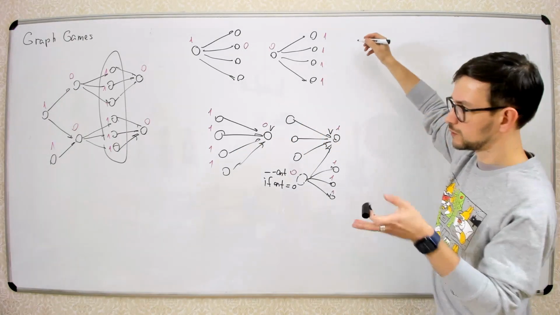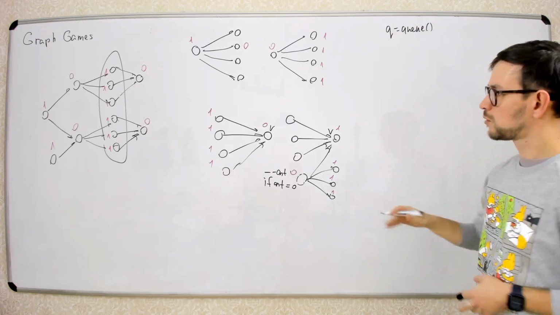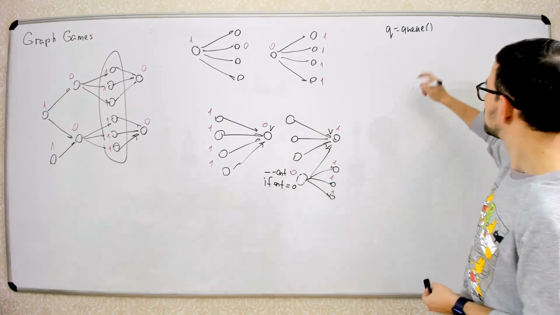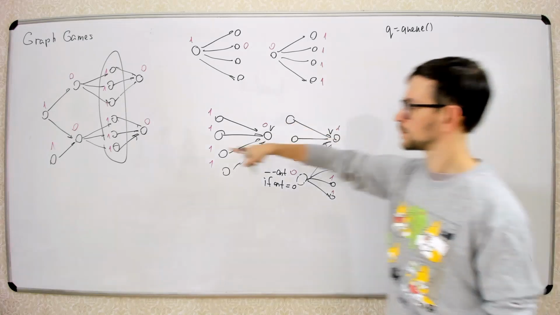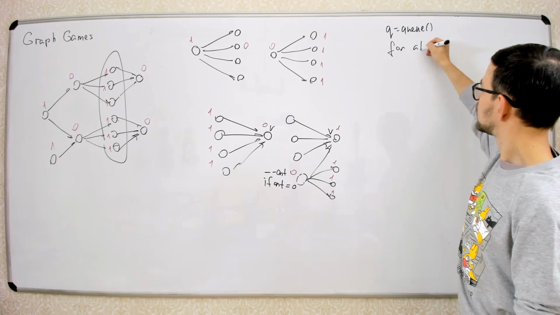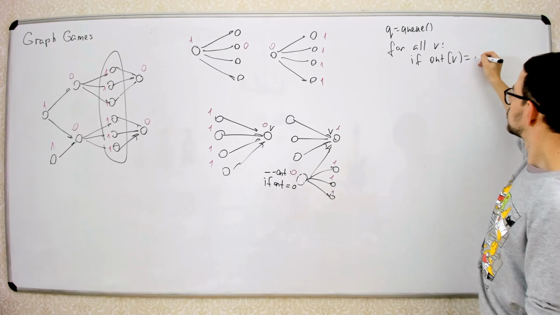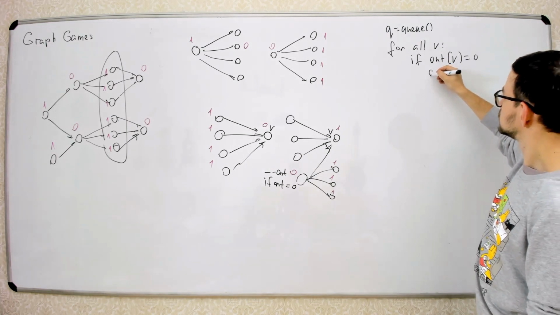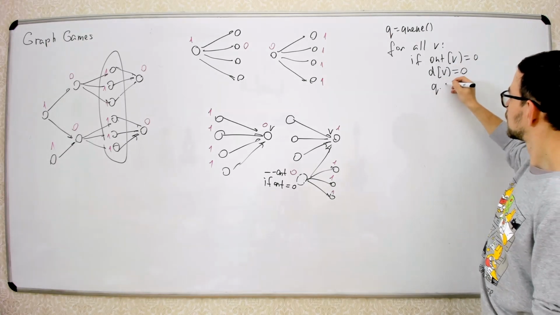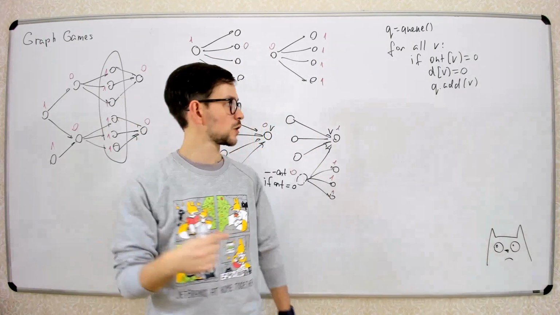Now let's say we have a queue, and we will put all the operations in the queue. So in this queue we'll put all the nodes which need to be marked. First, let's put all the dead ends in the queue. So for all v, if out of v equals 0, then we'll say the state of v equals 0 and put this node in the queue. Now we just put all these dead ends in the queue.